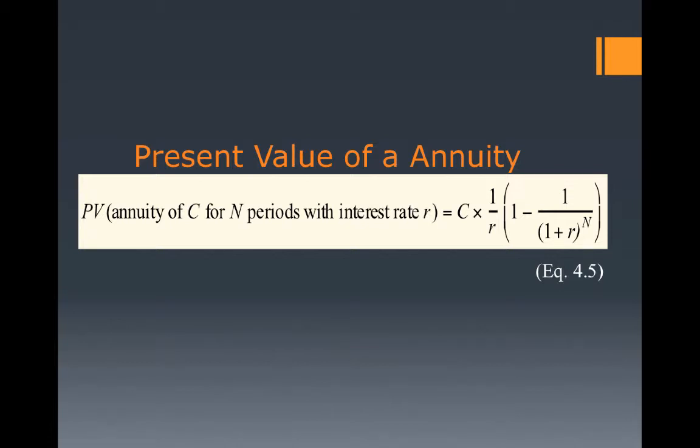The present value of an annuity of C cash flows for n periods with interest rate R is the cash flow times 1 divided by R times 1 minus 1 divided by 1 plus R to the nth power. This is equation 4-5. Remember that this is the present value of an annuity formula. Remember, the present value of a perpetuity was simply the cash flow divided by R. Now that we have a number of time periods, we have a different equation.